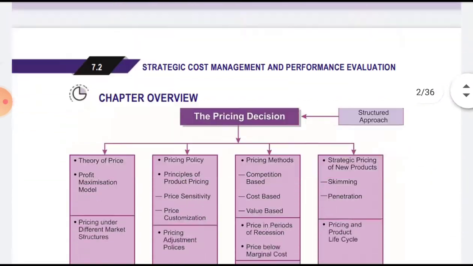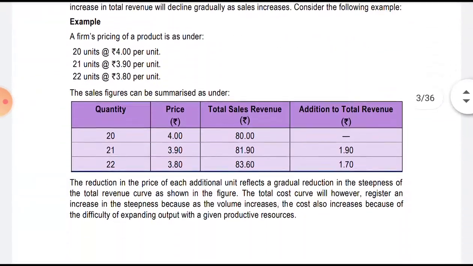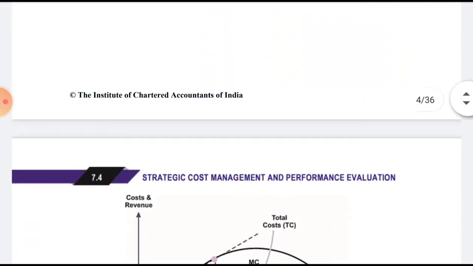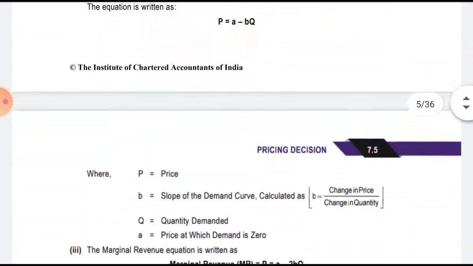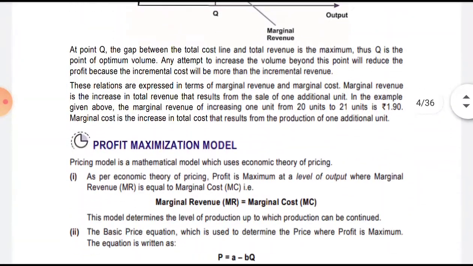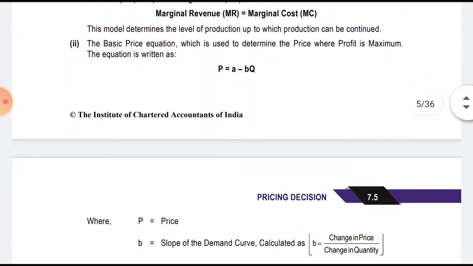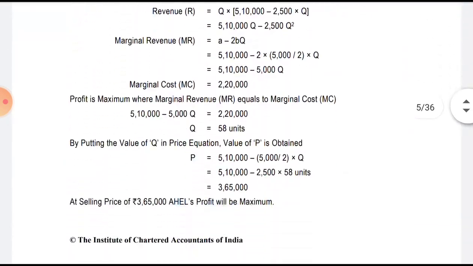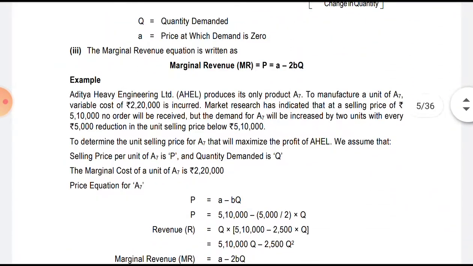So let's begin. There are only two to three illustrations and three test your knowledge questions, so it will be done in a span of half an hour. I will try to complete it in half an hour. Okay, so let's start.